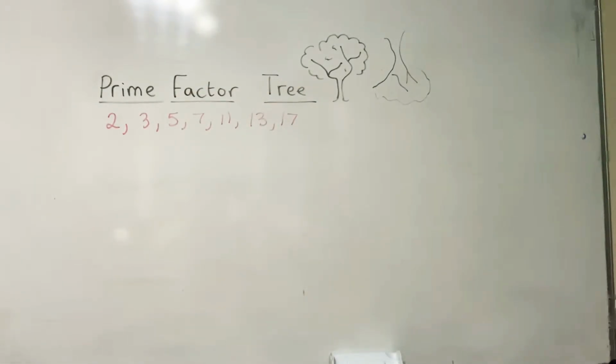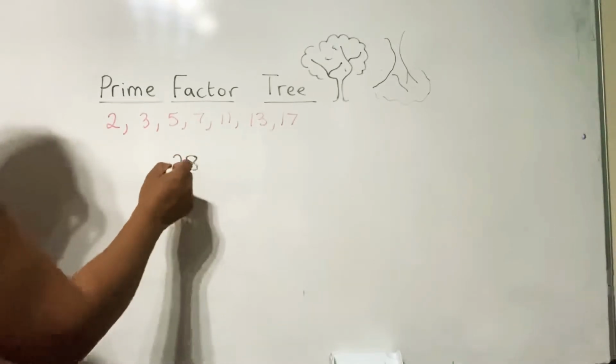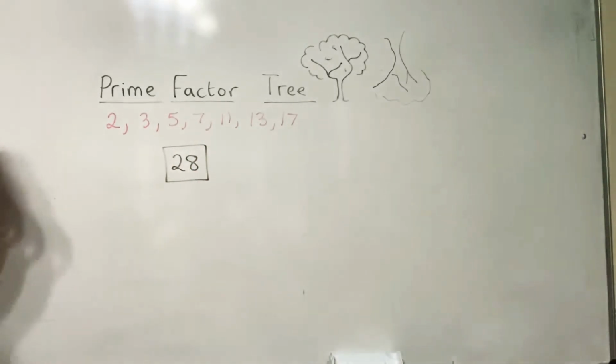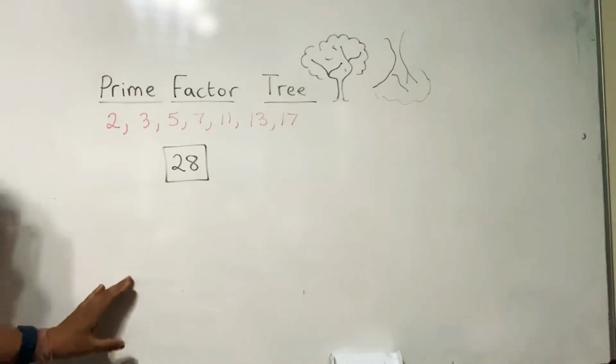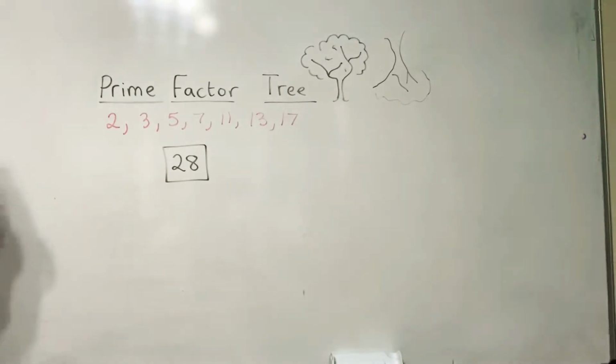Now, a prime factor tree. This is when I have a multiple. Let's look at number 28. Number 28, I'm going to put it in a square. Now, there are different methods of making a prime factor tree. This is the one that we prefer because we think it's so much more simple and easy. And we like easy. We like quick. We like something that's simple. And the way that we teach it, hopefully, will be nice and easy for you too.